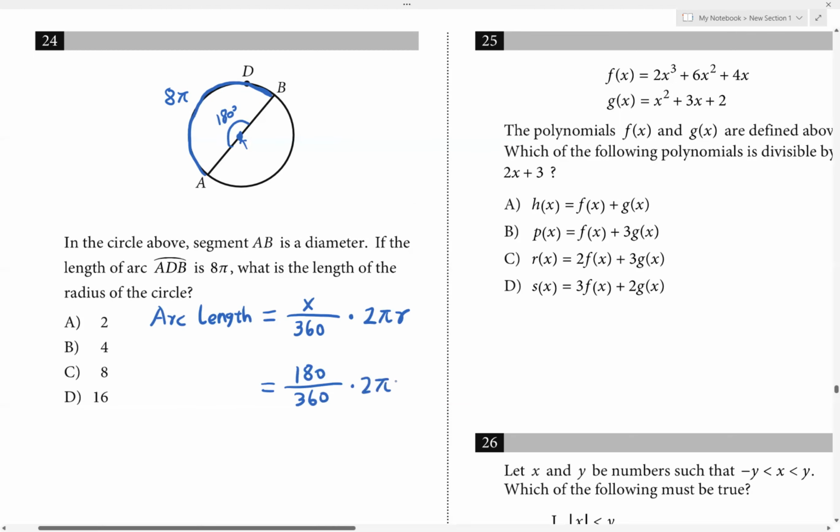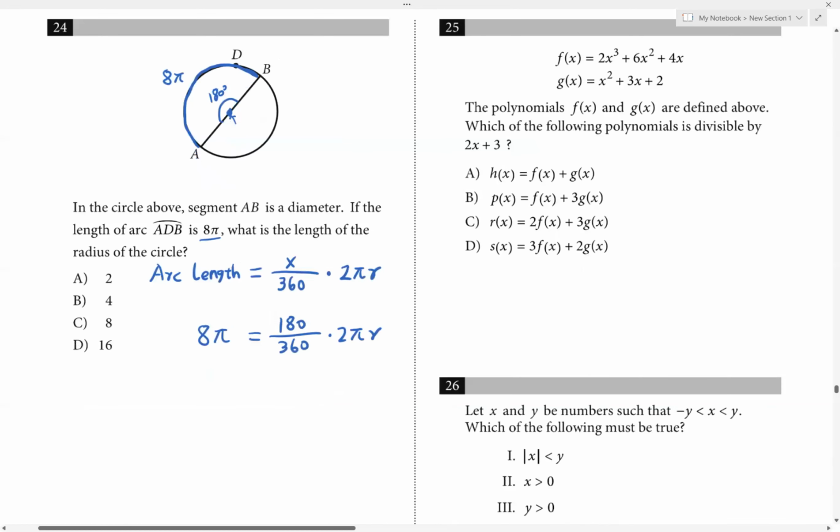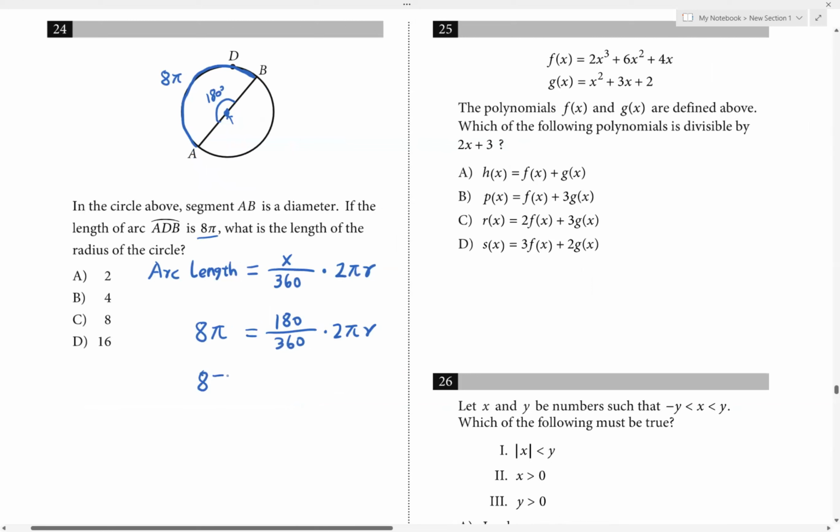So if you plug in the formula here, we know the arc is 8 pi. So we can use this equation to solve for the radius. We can say 8 pi equals 180 over 360, that's 1/2, times 2 pi r. And then 1/2 times 2 will cancel, that's equal to 1. So we get pi r equals 8 pi. Then to solve for the radius, you can just divide by pi on both sides, the pi cancels, and we get r equals 8. So radius equals 8, and that should be our final answer here.